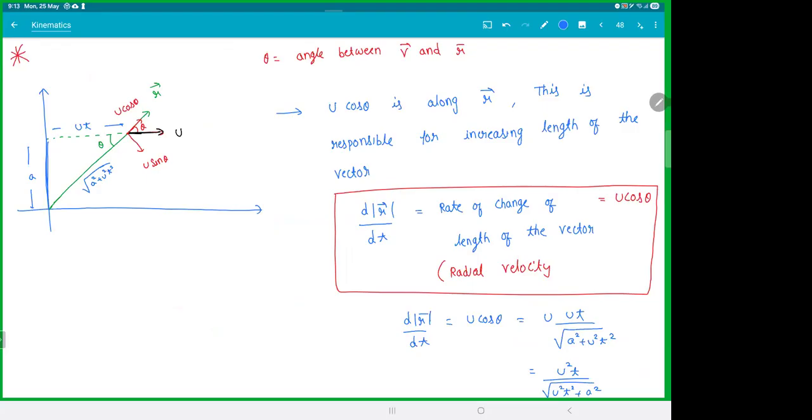So once you understand this, you need not differentiate, you need not do anything. Your job was to find theta at that instant, and you can just say u cos theta and your answer is done. Saves you a lot of time from differentiation. Is that clear, everyone?